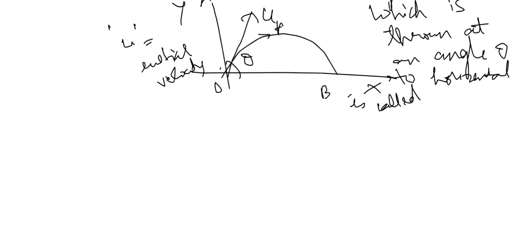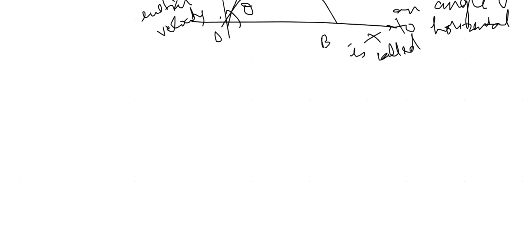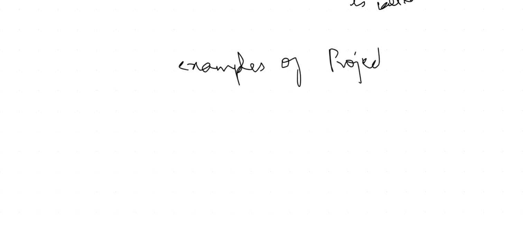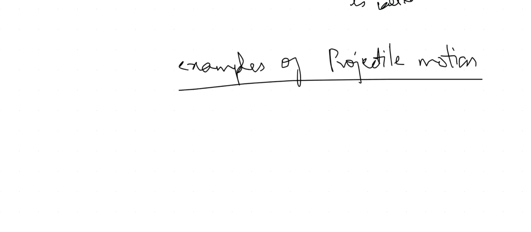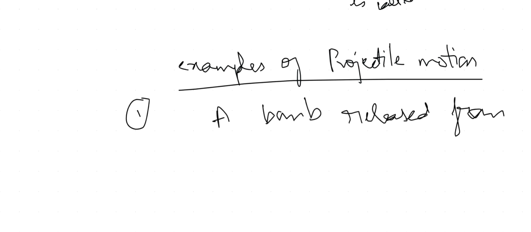Now we will see what are examples of projectile motion. The first example is a bomb released from an airplane, which is projectile motion.